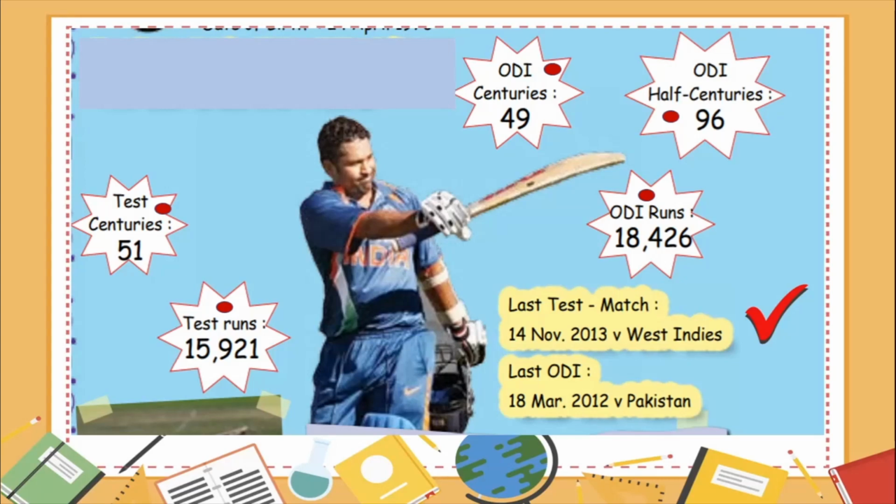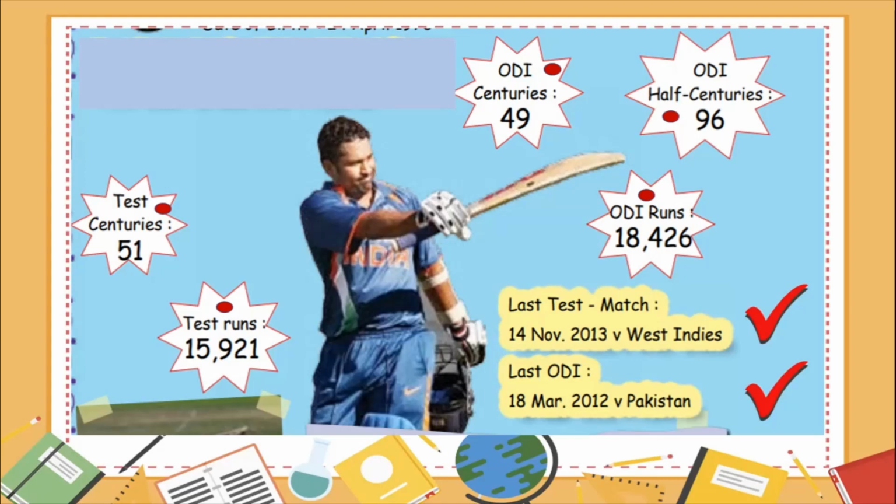Now he was born in 1973 and he played his last match in 2013. That means when he was 40 years old, he retired from the game of cricket. Okay, his last test match was against West Indies, and his last one-day international match was against Pakistan. So this is the multiple information that you get about Sachin Tendulkar from this particular collage.